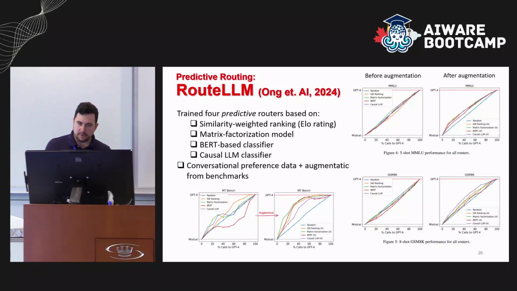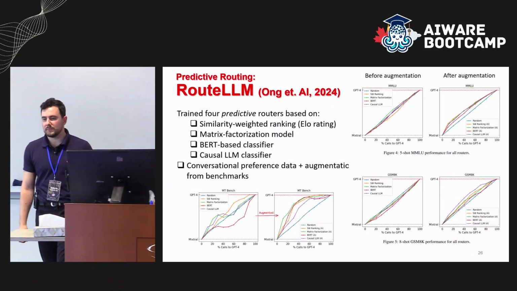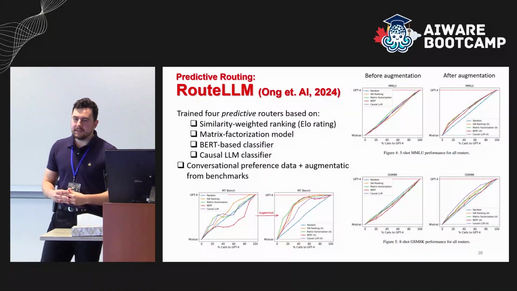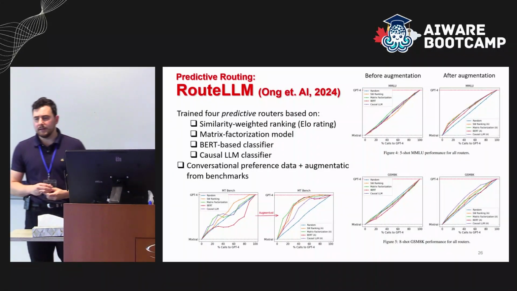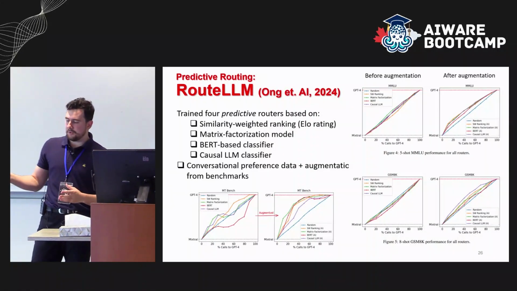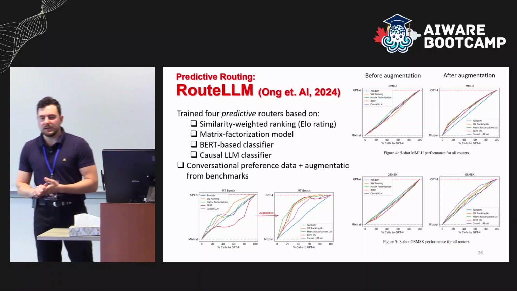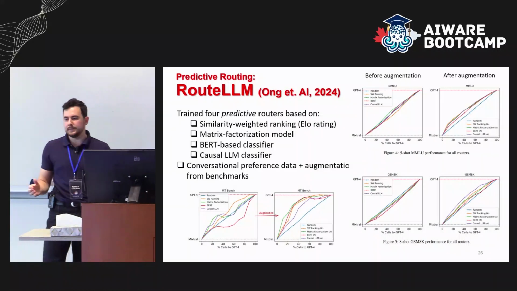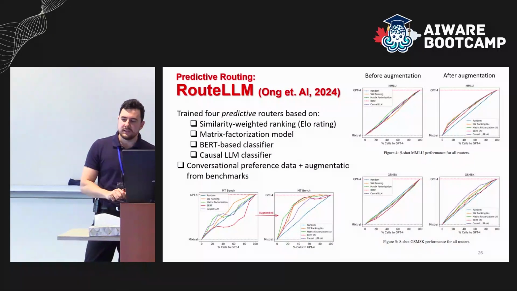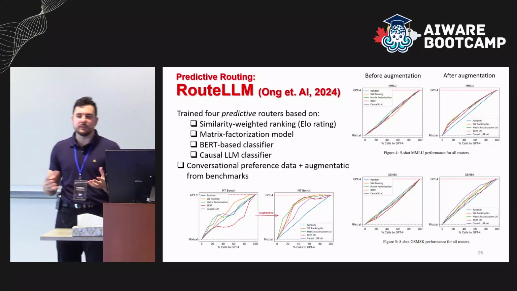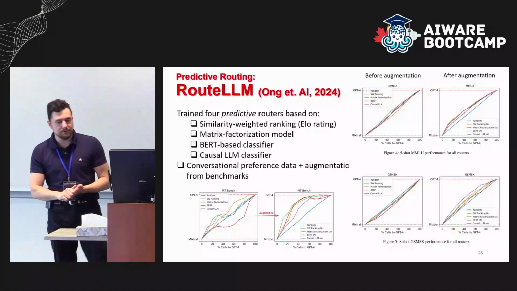Router LM is probably one of the latest papers on this topic, released by Anyscale and some people at, I believe, Berkeley. They went further and tried different ways of training these predictive routers, from very light to very heavy. One was just a similarity-weighted ranking, which is an ELO rating of which models we want to use.